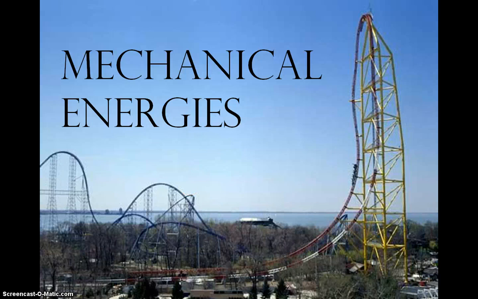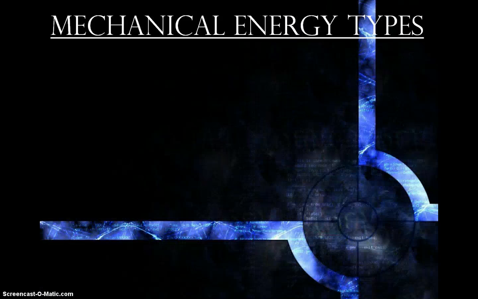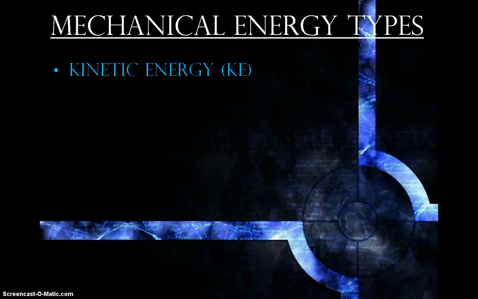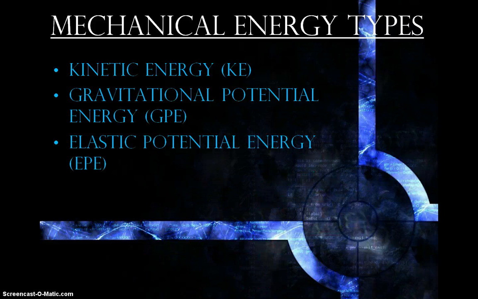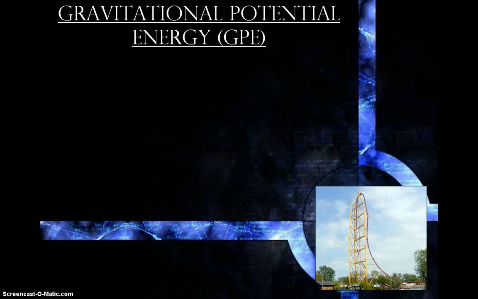So now that we've learned about work and we know that work is equivalent to energy, I'm going to talk about some different kinds of mechanical energy in the next few videos and how to calculate the energy that an object has. So I'm going to go over several types. We're going to talk about kinetic energy, gravitational potential energy, and elastic potential energy. And I'm actually going to start with gravitational potential energy, or GPE.